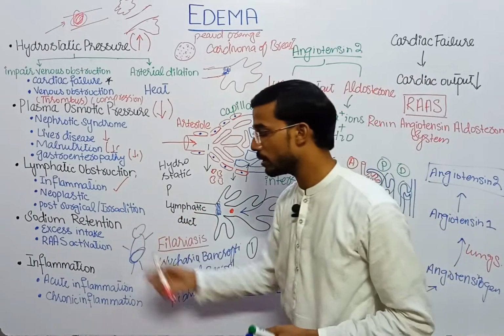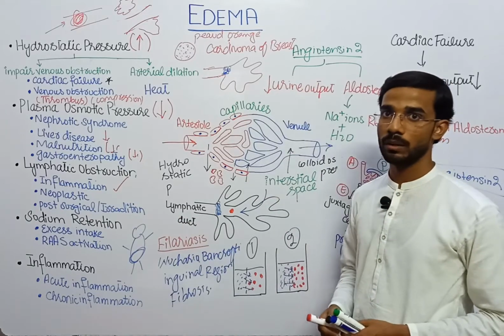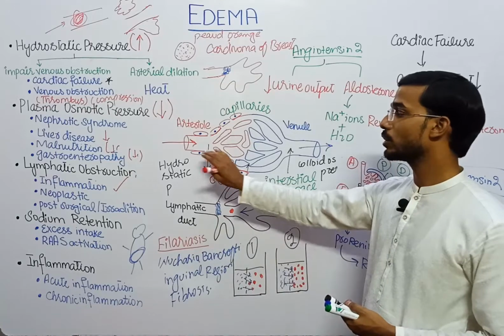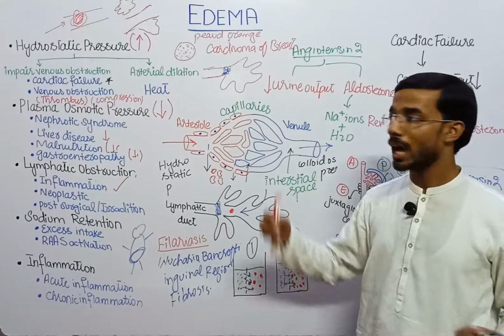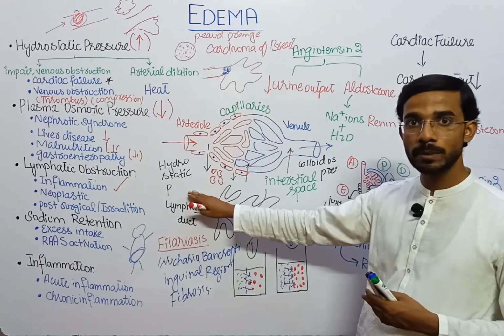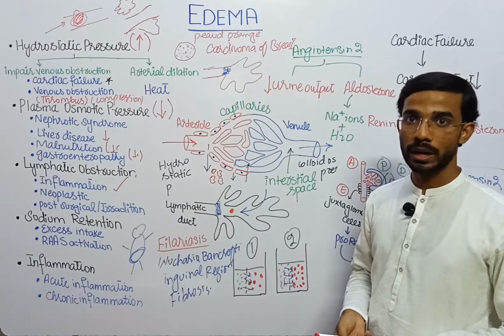And last is the inflammation, which I have told you about. In case of inflammation, the endothelial cell space is enhanced and more fluid will move from the blood vessel into the interstitial space and causes the edema.